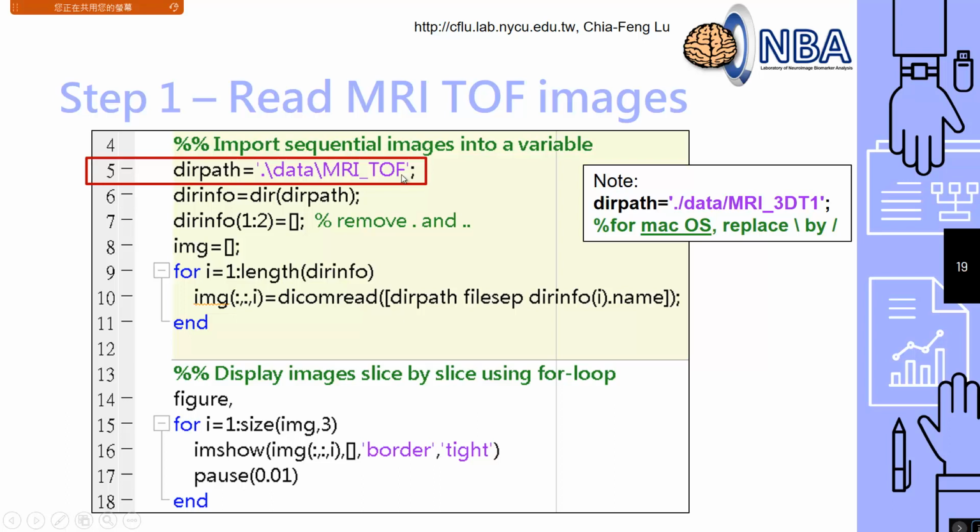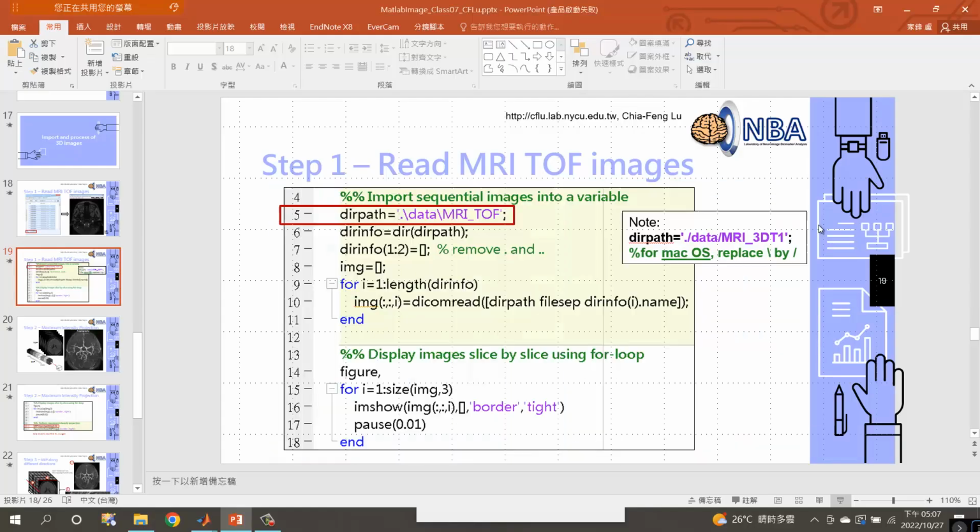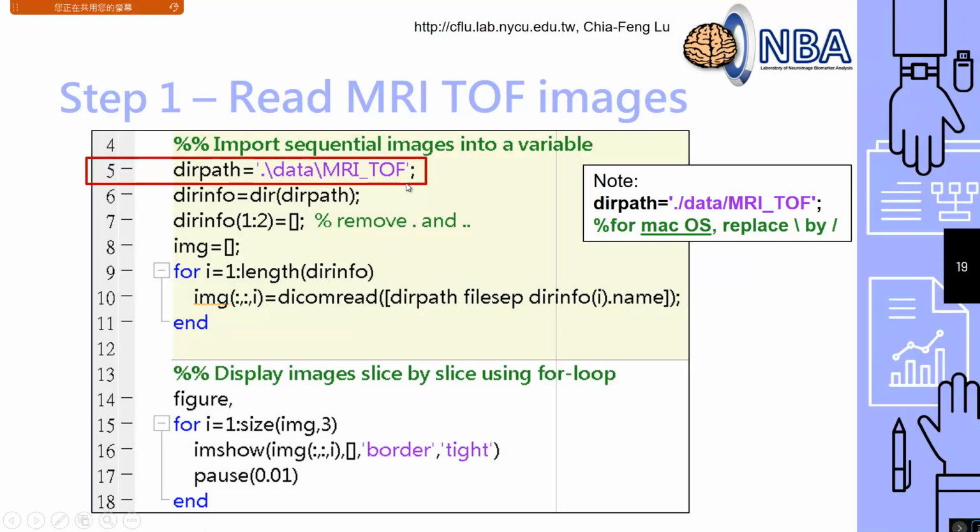So I'm going to ask you, please modify your code right now. You need to first of all change the directory path right here. Sorry, I made a mistake right here. You should go for TOF. That should be the correct one. If you are a Windows user, you can go for this one, /. If you are a Mac user, you can go for \. So what you need to do is simply replace this one.